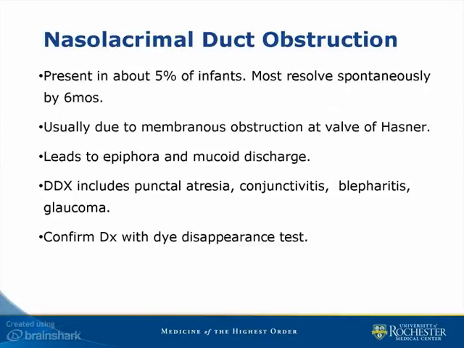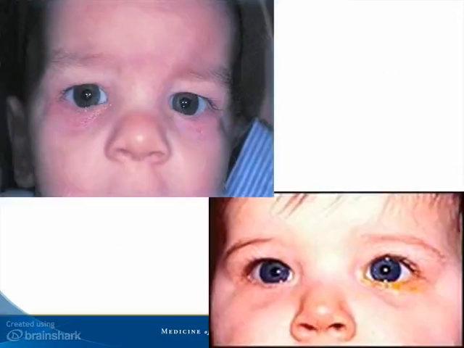The differential in a patient that is tearing includes punctoatresia, conjunctivitis, blepharitis, as well as glaucoma. You can confirm the diagnosis with the dye disappearance test, where you instill fluorescein in the tears and wait to see how long it takes to disappear. Here are two patients with the typical clinical appearance of nasolacrimal duct obstructions. There's epiphora as well as mucoid discharge bilaterally in the upper left-hand picture, and on the left eye of the lower right picture.